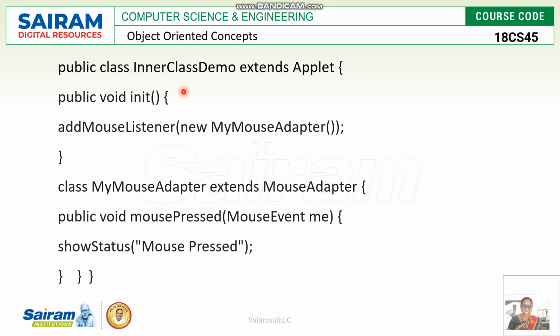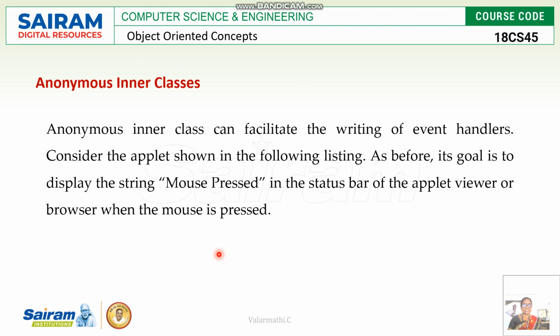Whenever the applet is initiated, the mouse listener is added with its adapter classes. Now the adapter class is going to perform. So MyMouseAdapter extends MouseAdapter. Whenever the mousePressed event happens, it will show the status as mouse pressed. So this is one example of an inner class. When anonymous inner classes are invoked, they facilitate the writing of event handlers. So it has the feature of writing a proper event handler.